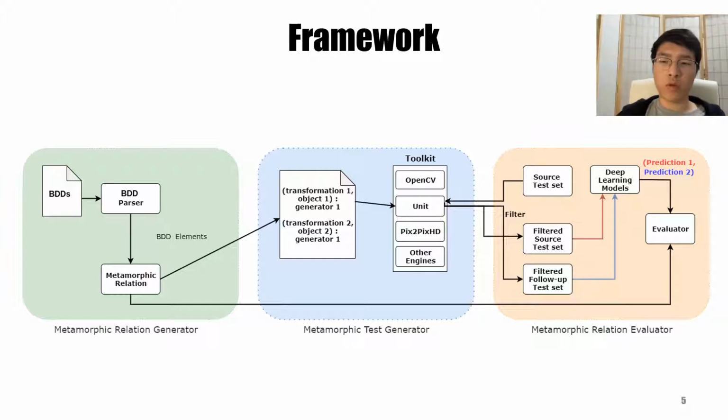In the metamorphic evaluator, the original input and the transformed input are both fed to the autonomous driving model under test, and the model then produces predictions. The evaluator will compare each output pair of predictions on the original input and the modified input, and detect faulty pairs that violate the underlying MR. Such violations show potential safety issues of driving models under test.